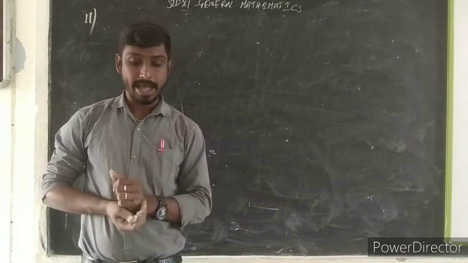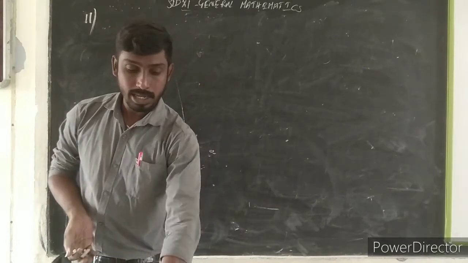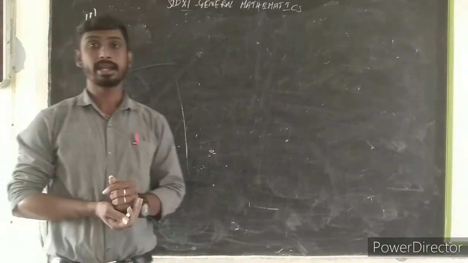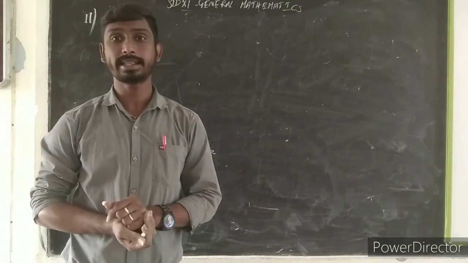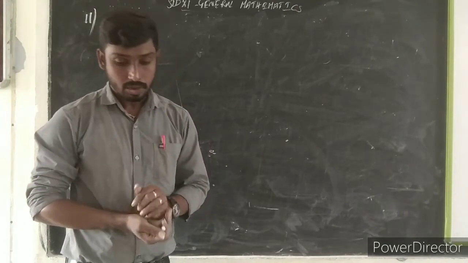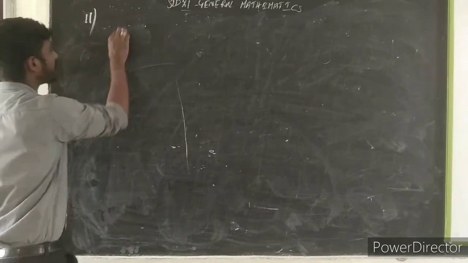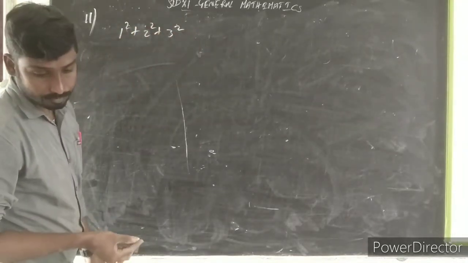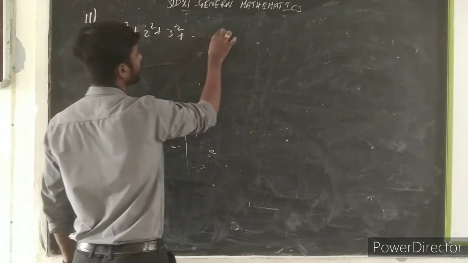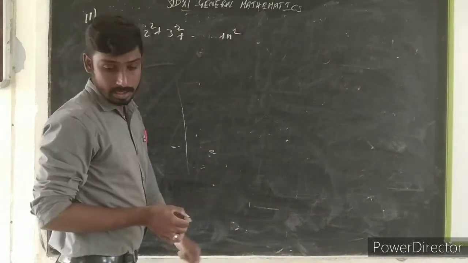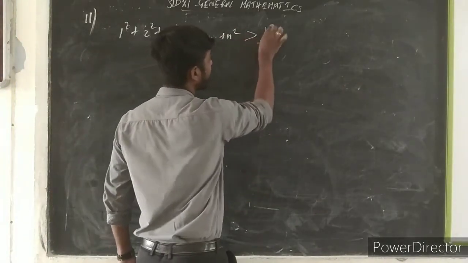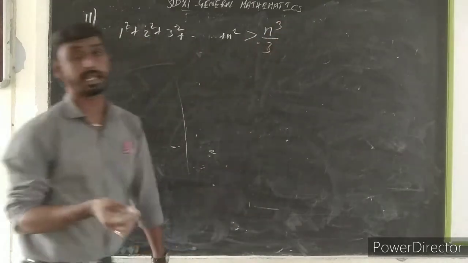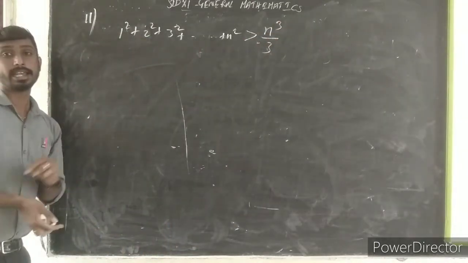By the principle of mathematical induction, prove that for n greater than or equal to 1, 1 square plus 2 square plus 3 square up to n square is greater than n cube by 3. Listen here.